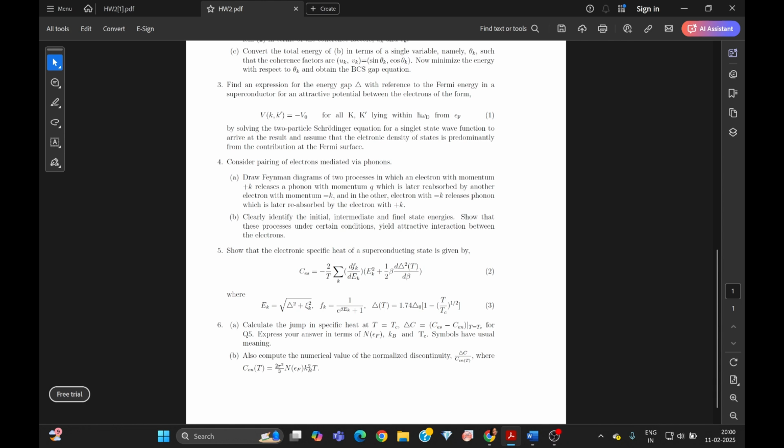Basically this term is the temperature dependence. You can already see the temperature dependence of the energy gap, and this term comes from differentiating the total energy. And basically this expression shows that the superconducting energy gap depends on the electronic specific heat, which is not the dependence in the normal state. In the normal state, there is no such dependence on the electronic specific heat of the total heat.